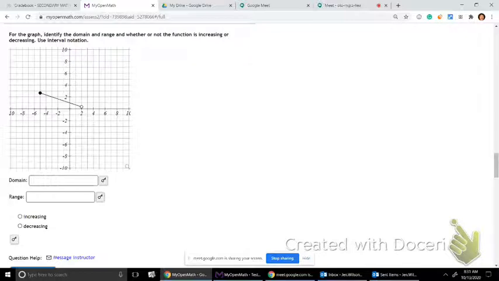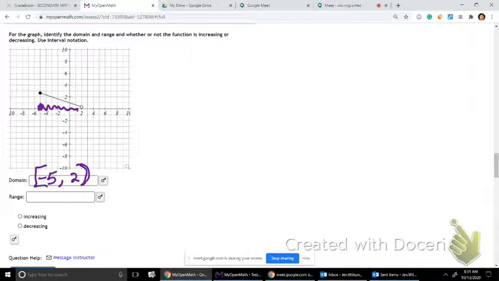Here's another domain and range question. So for domain, you're looking for the shadow. The shadow of this line goes from negative 5 to 2. And for interval notation, if it includes negative 5, if that really is part of what you're talking about, you'll do a square bracket. For 2, it's not really part of the graph. It almost is, but not quite, so we'll do a curved bracket for that.